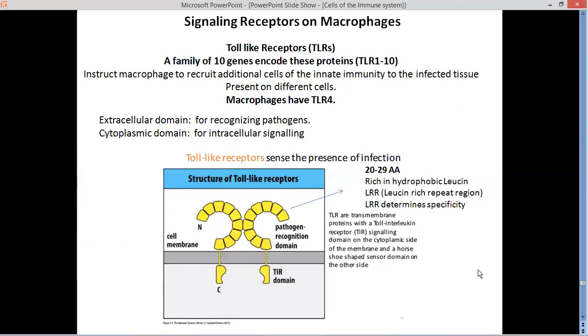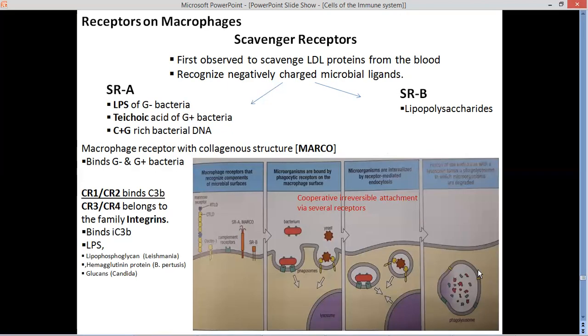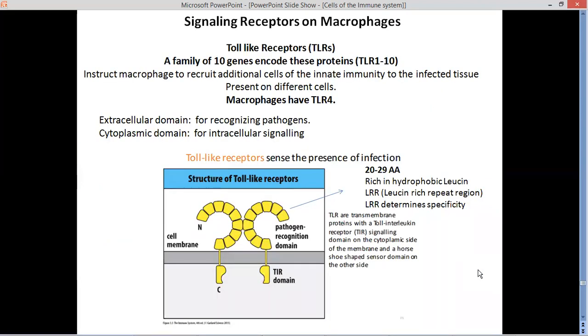So that was about the scavenger and other types of receptors for the recognition of different PAMPs on the surfaces of pathogens by the macrophages. And tomorrow I will discuss signaling receptors and how these toll-like receptors would sense the presence of infection, and how the inflammatory process ensues for clearance of the pathogen.